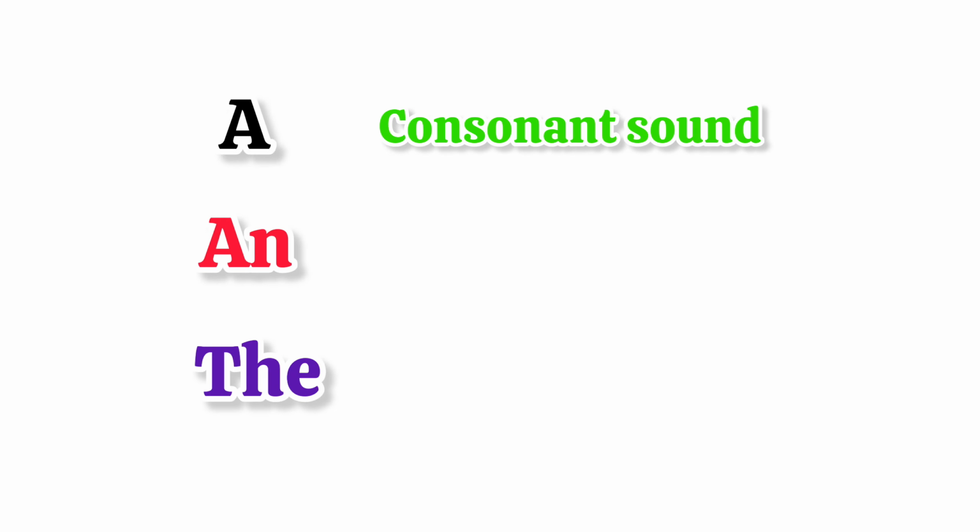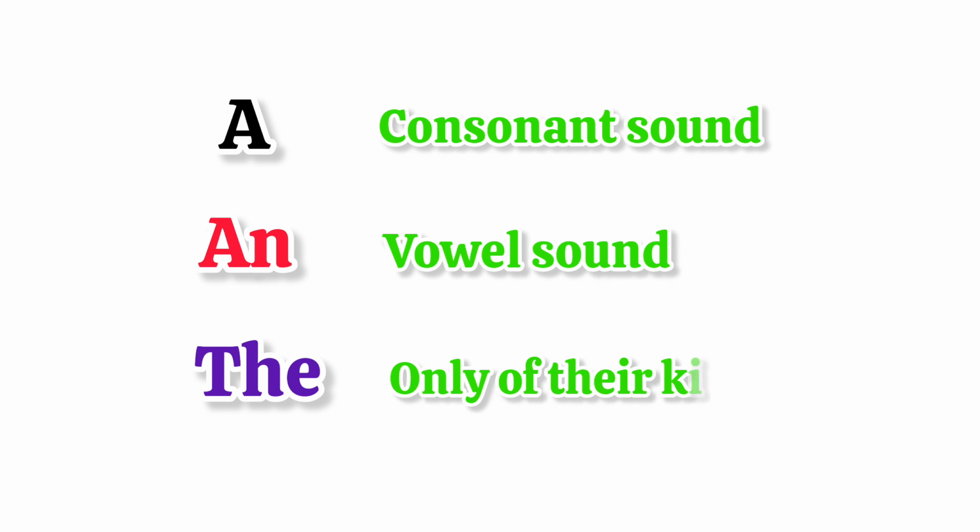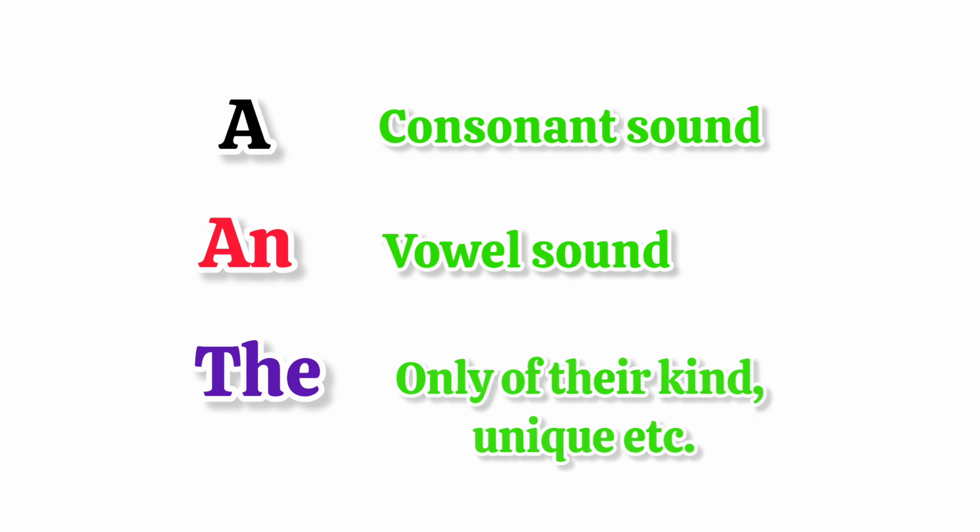An is used with vowel sound, the is used with only one of their kind, and much more. Let's understand articles in English grammar step by step in a very simple and easy way.